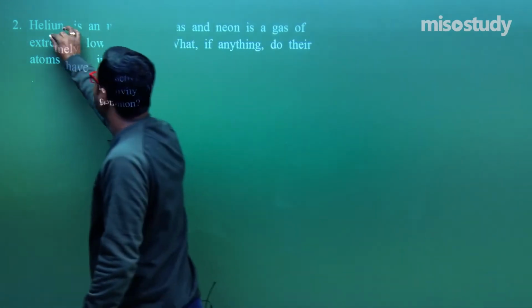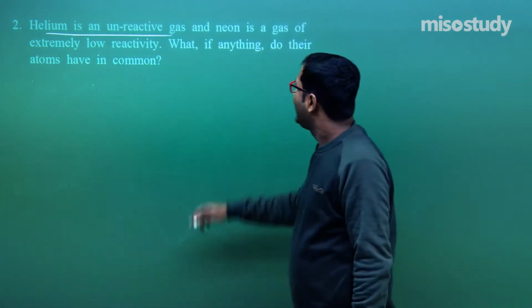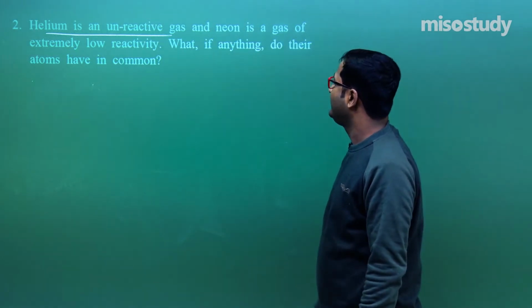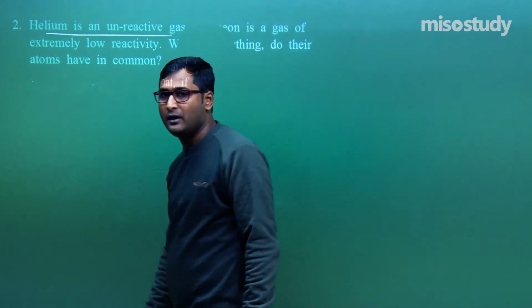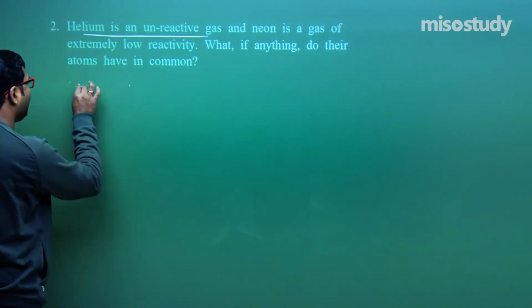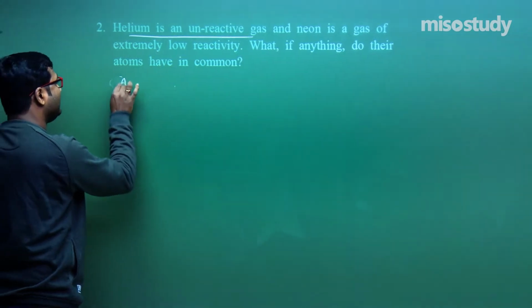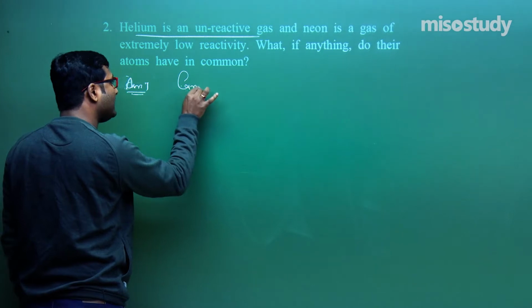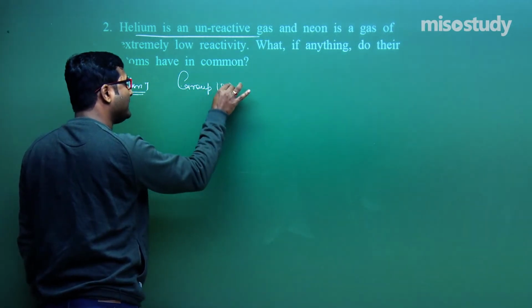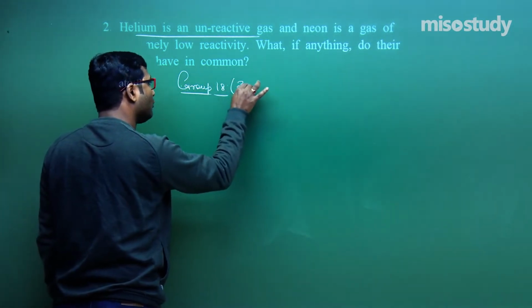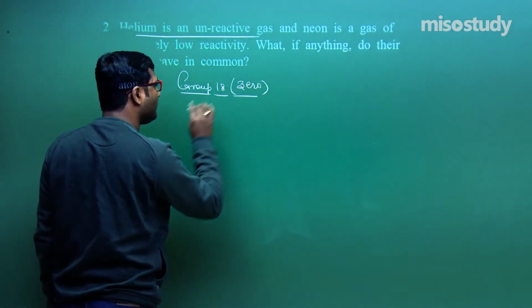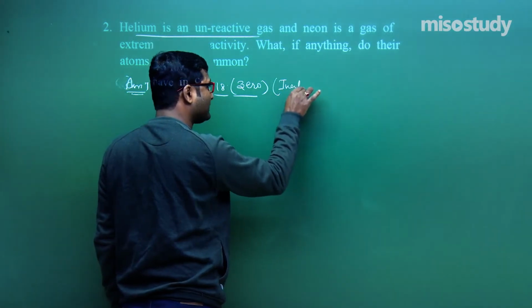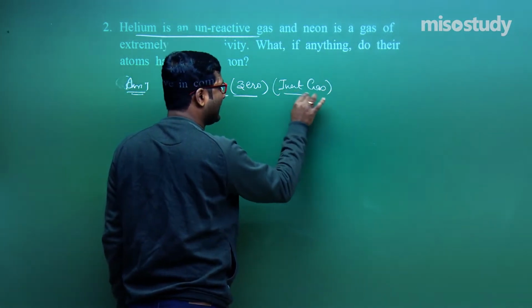It is given here, helium is an unreactive gas and neon is a gas of extremely low reactivity. What, if anything, do their atoms have in common? What is the similarity between helium and neon? As we all know, helium and neon belong to group 18, and this group is also called the zero group. Do you remember? It is also called the inert gases. I have discussed this during my lecture.